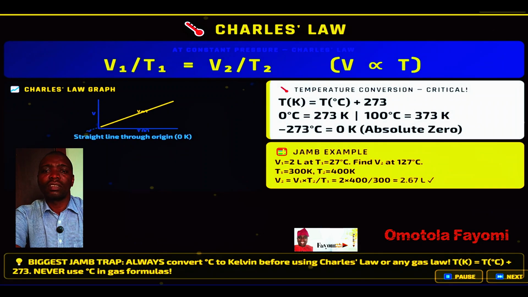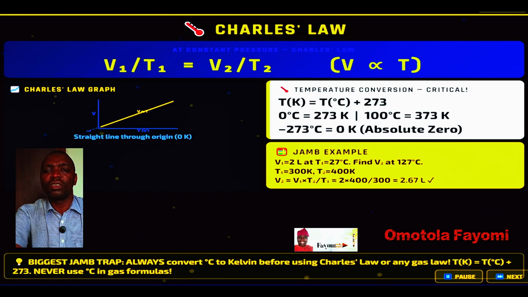Now let's look at Charles' law, the second pillar of gas laws. The statement: at constant pressure, the volume of a gas is directly proportional to its absolute temperature. Heat a gas, it expands. Cool it, it contracts. The formula is V1 over T1 equals V2 over T2. The graph of volume against temperature is a straight line that, when extrapolated backward, passes through absolute zero, minus 273 degrees Celsius or 0 Kelvin. This is the theoretical temperature at which all molecular motion stops.